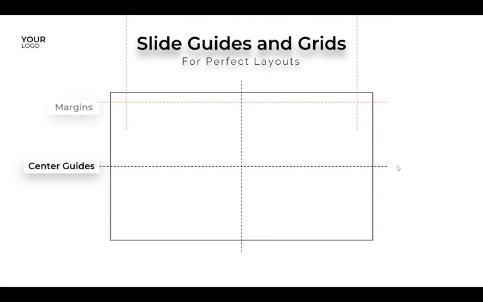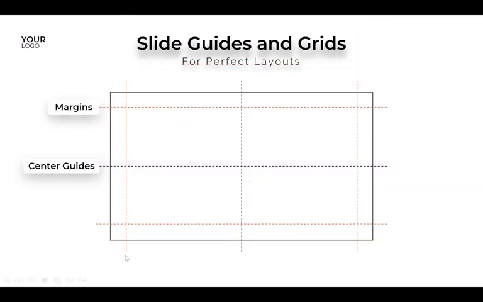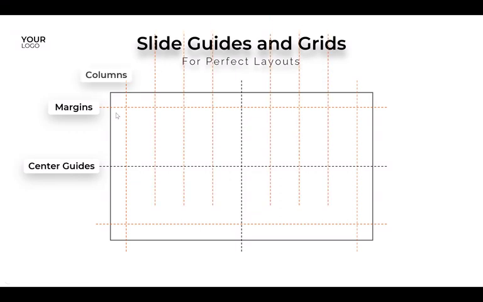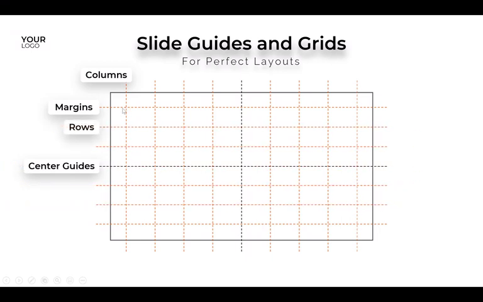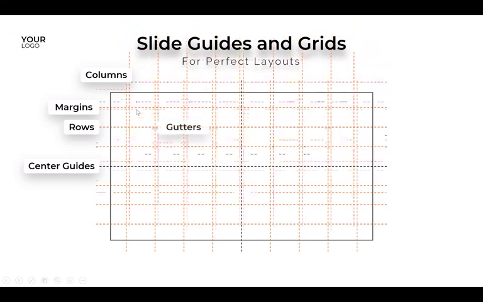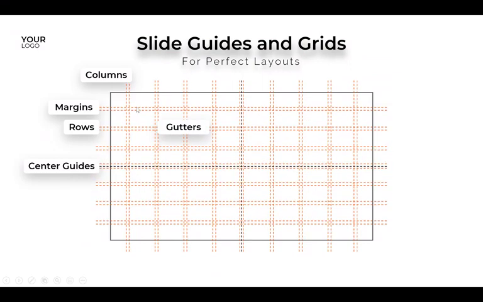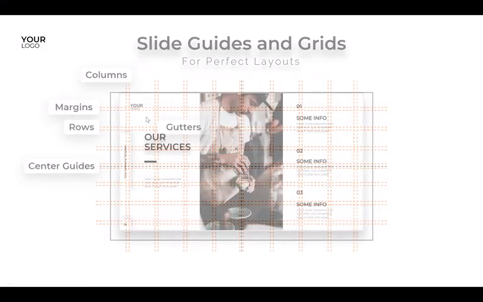We can add slide margins. These are vertical and horizontal guides, which will help us make sure that we don't place any slide content too close to the edge of the slide. So that's really important. Next, we can add more vertical guides, which are columns, and they will help us to create well-balanced slide layouts. And for more flexibility, we can add rows, which will help us to create even more flexible and amazing slide layouts. And if we want to get extra fancy, we can add gutters, which are basically spacing between columns and rows. And I'll show you later on when it's quite a good idea to use a grid with gutters.